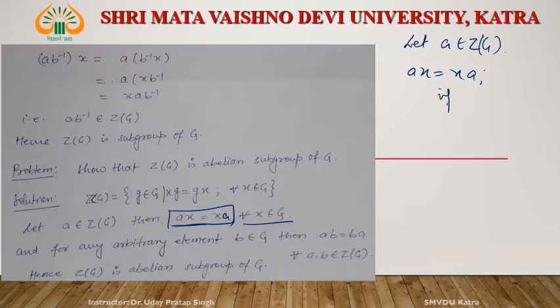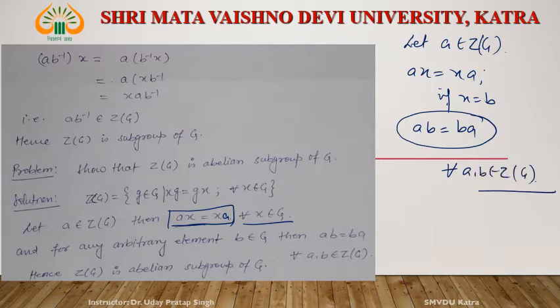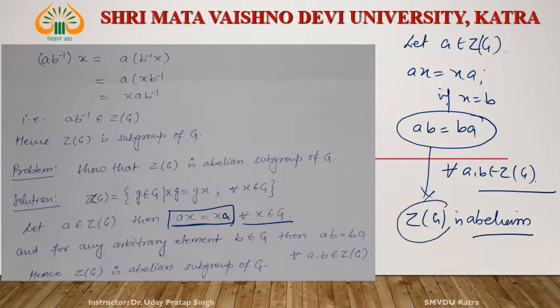If we take x to be b, then ab is equal to ba. And this ab equals ba holds for all a, b belonging to Z(G). This relation shows that Z(G) is abelian. Therefore, Z(G) is always an abelian subgroup of G. Now see one example.